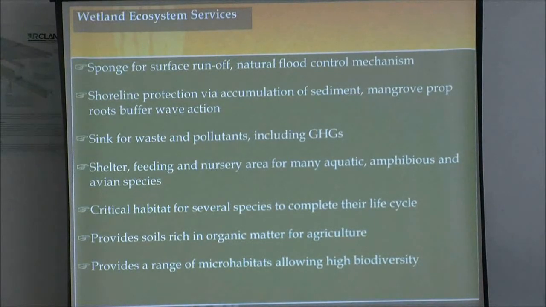Wetlands have functions. Besides being there to be a home for species and carry water in and out to the sea from the land, they have a purpose. They are a sponge for surface runoff. They stop the flow of water so that it acts as a buffer for sheet flow, so they are a natural flood control mechanism. They afford shoreline protection because prop roots dissipate wave energy, and it also allows sediment accumulation.